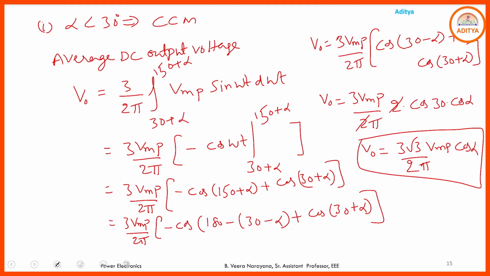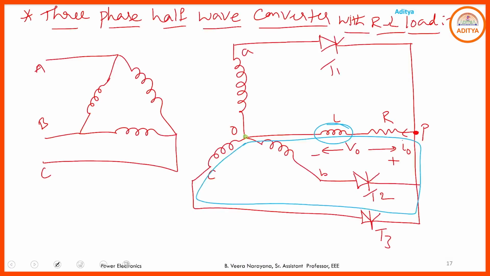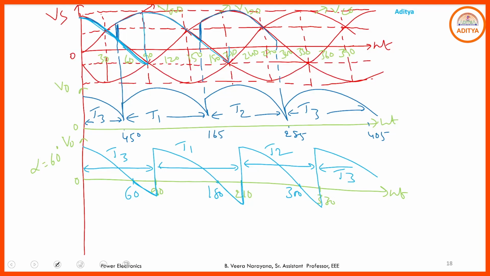Why? Because if you choose alpha equal to 60, T1 conducts from 90 to 210. So see here, 30 plus 60 is 90, 150 plus 60 is 210. Limitations are fulfilled. For completion of one full cycle, we are getting 3 pulses in the output voltage waveform. So 3 by 2 pi integral 30 plus alpha to 150 plus alpha Vmp sin omega t d omega t. By simplifying this expression, as we already did, finally you get V0 equals 3 root 3 Vmp by 2 pi cos alpha. This is the operation and output voltage waveforms for continuous conduction mode.